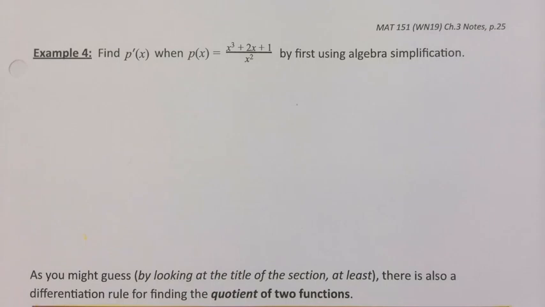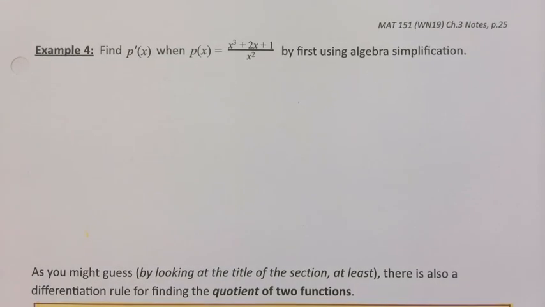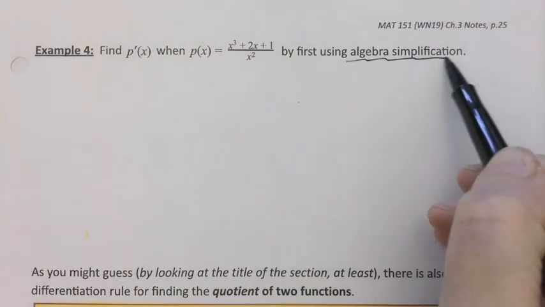So we learned on the previous page about the product rule, and you can imagine what comes after product. Quotient, yes indeed. All right, so let's do the same trial that we did on the last one. Let's try algebraic simplification first.